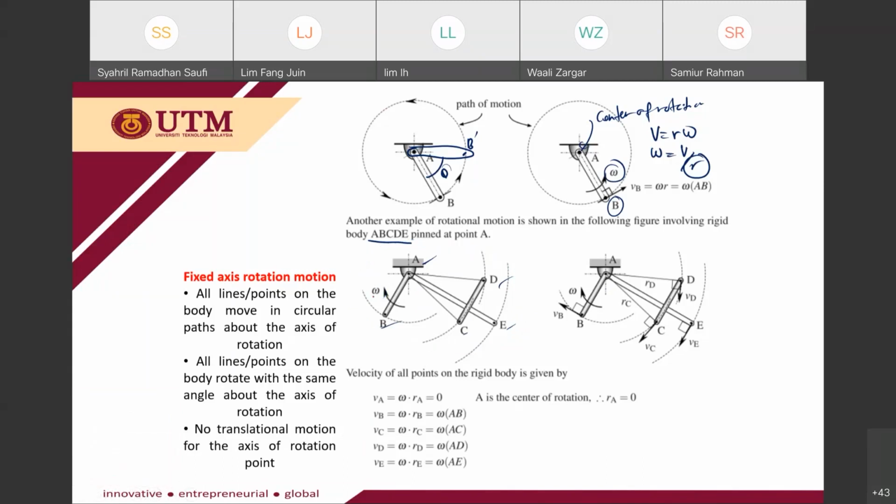In order to calculate the VB here, you have the angular velocity equal to V over R. This means that you can calculate V is equal to R omega. So this V and R should be perpendicular. Let's say I want to calculate the velocity at point B. Perpendicular to the R is this line.